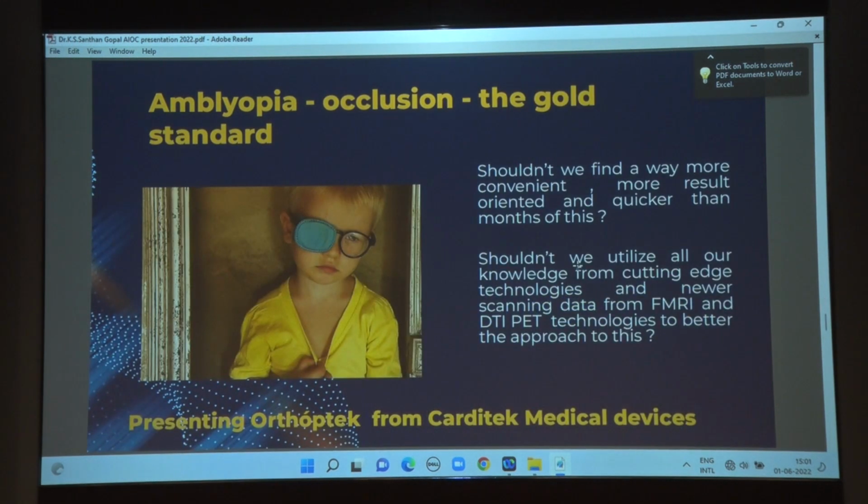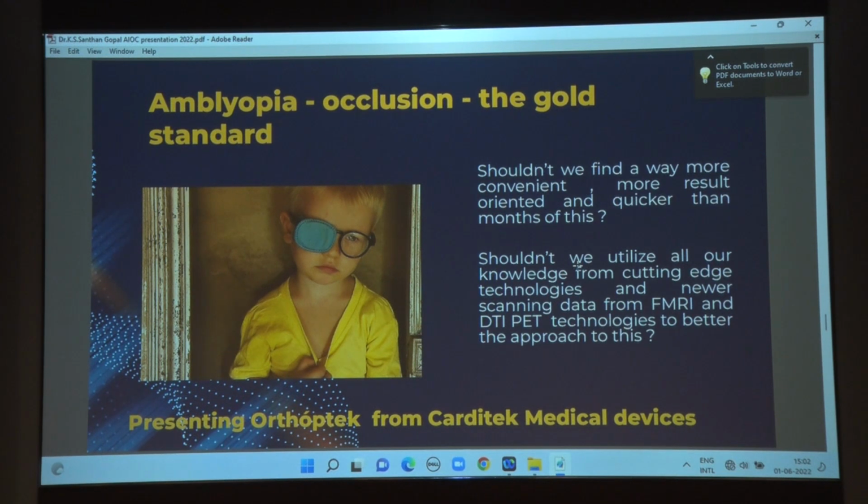Now, should we find a more convenient, more result-oriented, and quicker method of treatment than months and months and years of patching of the eye? I would find one. Should we not utilize all the other technologies like BOLD scan, PET scan, DTI scan, MRI scan, etc., to see where the problem is, instead of just blindly saying amblyopia, patch the eye?